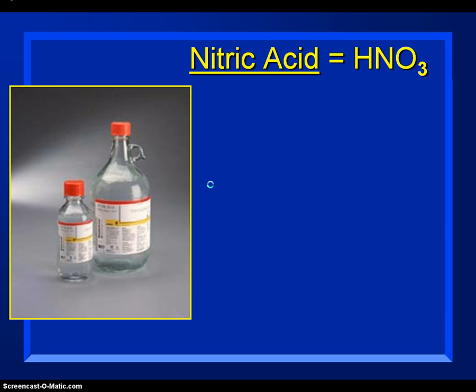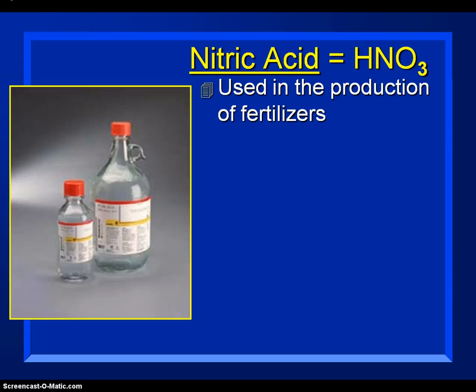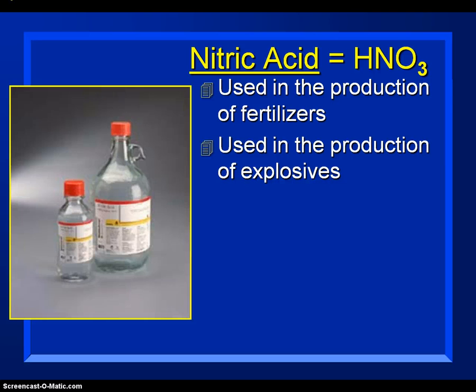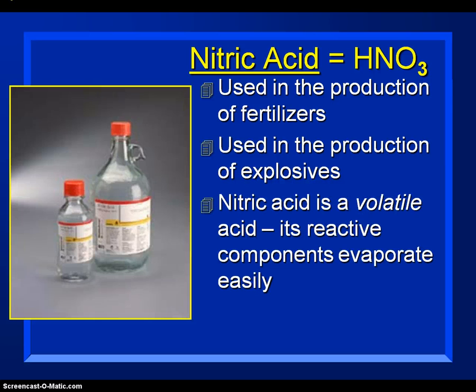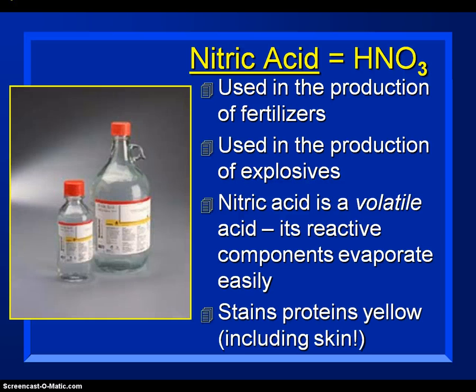So nitric acid we've used in the lab a lot, and it's used for producing fertilizers as well. It can be used in building explosives. It's an extremely volatile acid, and it actually can stain proteins. So if you ever get it on your skin, which is full of proteins, it will leave a little yellow spot on your skin.